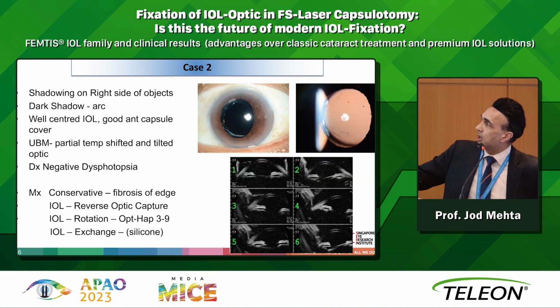So, of course, that was the answer to his problem. He's got a dark shadow arc. He's got a well-centered IOL. But if you look at the picture over here and also on retroillumination, what you'll see is there's actually no fibrosis.